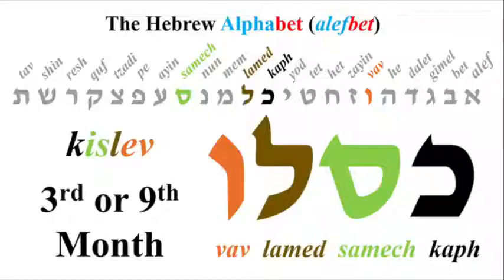Okay, another word that begins with a Kaph is Kislev. And Kislev is the month of the Hebrew Bible, or Hebrew calendar. It would be the 3rd month or the 9th month, depending on which calendar you're looking at. Kislev is Kaph, Samek, Lamed, Vav.